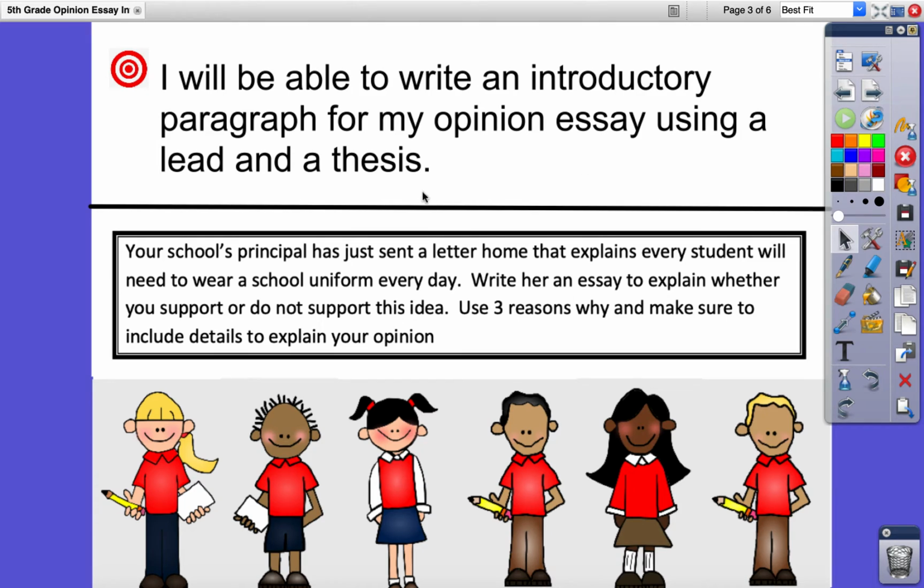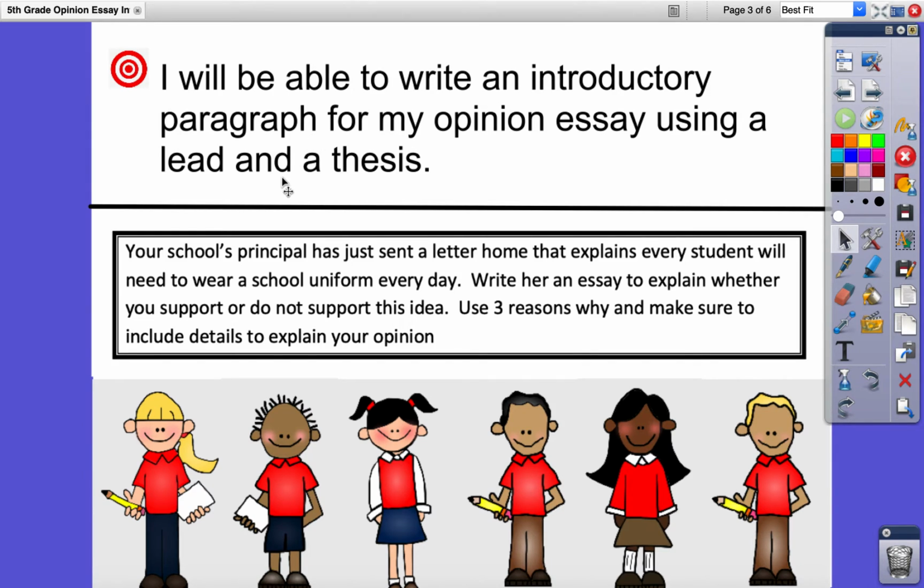So our lesson objective for today is: I will be able to write an introductory paragraph for my opinion essay using a lead and a thesis. We're going to focus on these two things today. In the beginning of the year when we learned about expository writing, remember it's a 5-paragraph structure. So our first paragraph is an introductory paragraph. It introduces the reader to what you're writing about.